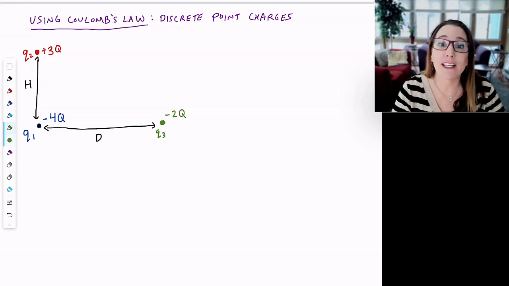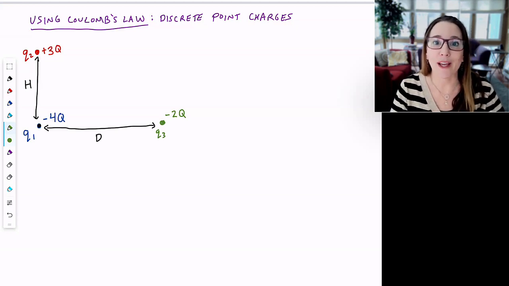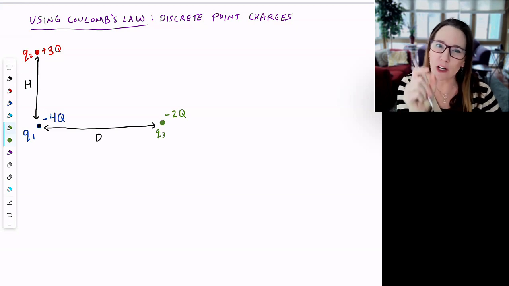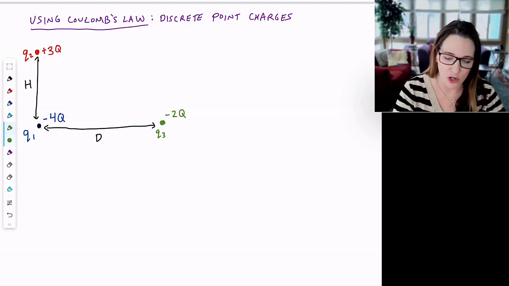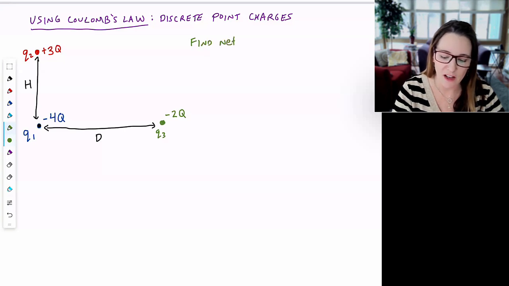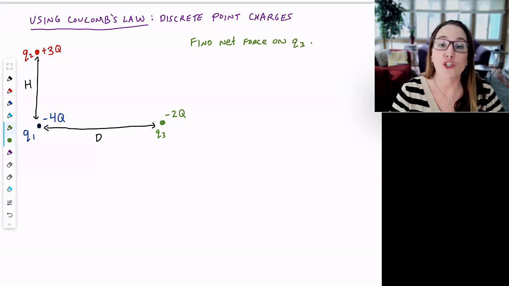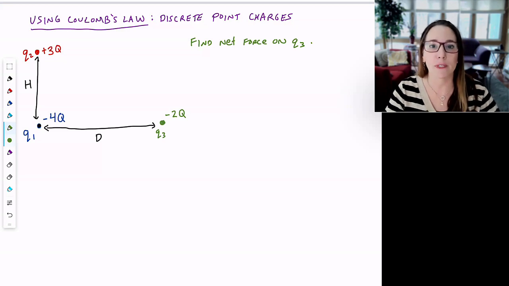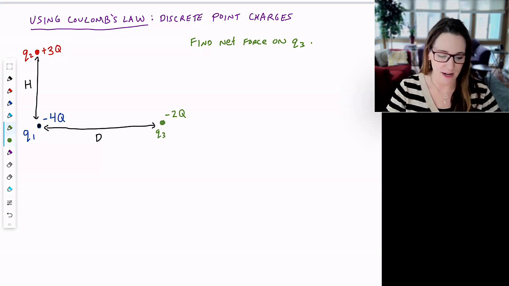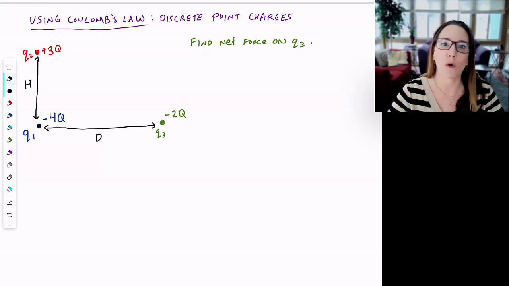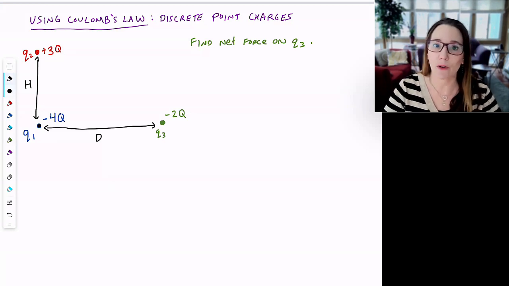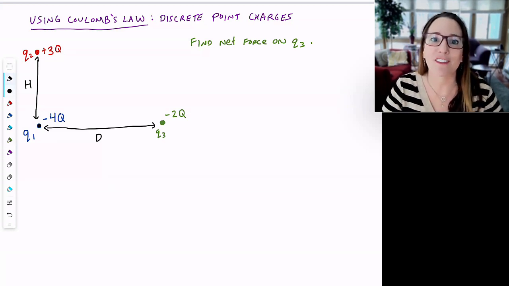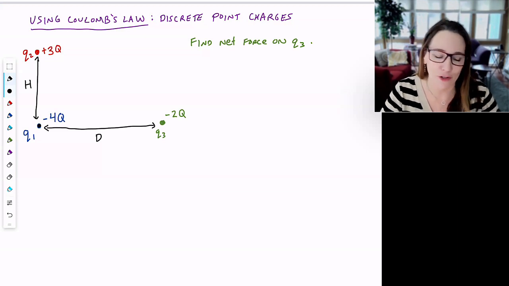Now, in this problem, you aren't yet told what you're looking for. You have to tunnel vision in on one of the charges. So I would have to say, for example, find the net electric force on Q3 due to Q1 and Q2. That means we're going to look only at what is happening to Q3 and find that net force. That allows us to have a solvable problem. Each charge, of course, experiences a net force, and the phrasing of the problem lets you know which one you're focusing on.